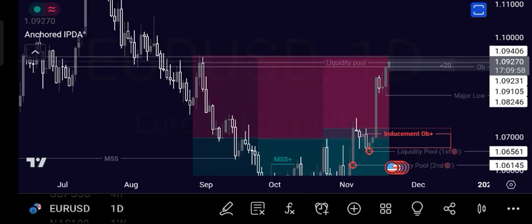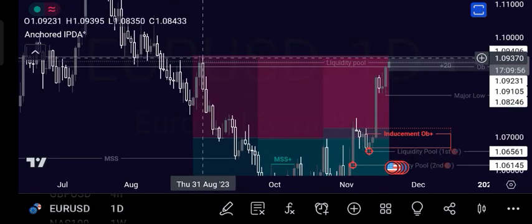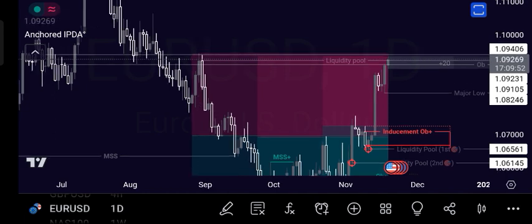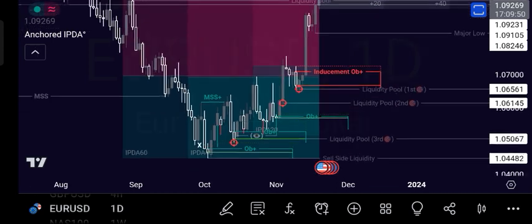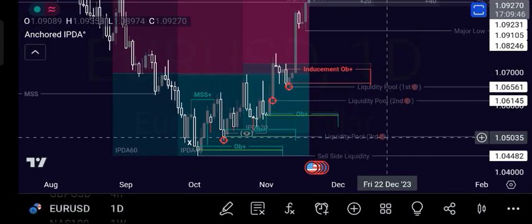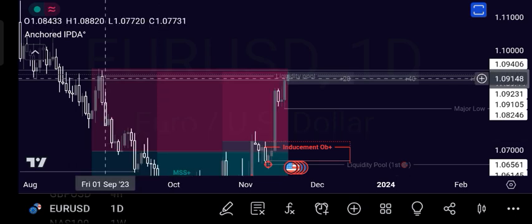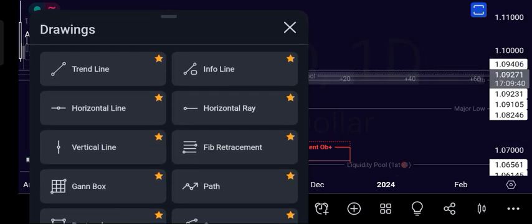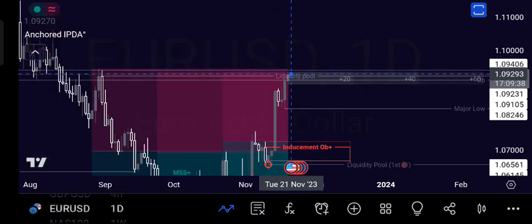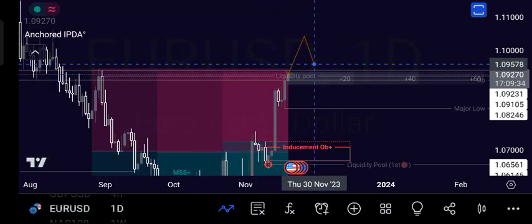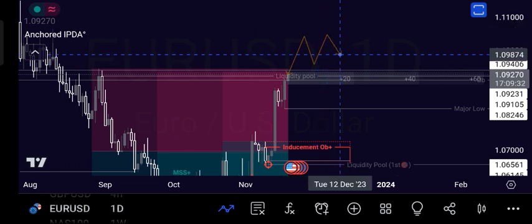What you guys see: the last liquidity pool, right? Then what happens? That's why I've created this one, liquidity pool, liquidity pool, liquidity pool, because after this one it will be taken out. What you guys see, it would make a new range right there, a new major consolidation.